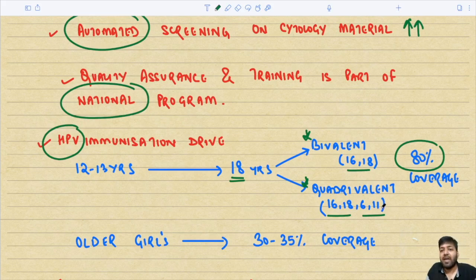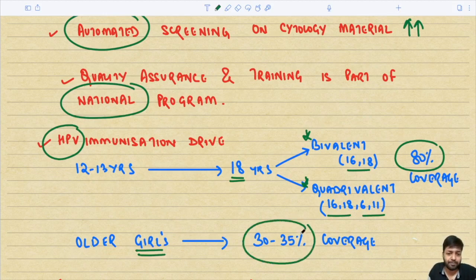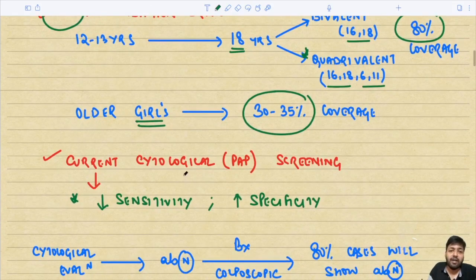In detail, we have covered the vaccines in our video on cervical carcinoma screening and HPV vaccination that is already on YouTube, so you can go and watch the video on the HPV vaccines. In the older girls, this coverage falls to only 30 to 35%. So the coverage is very low in older girls. Now, the current cytological screening program that we have, that is the PAP screening that we are doing.